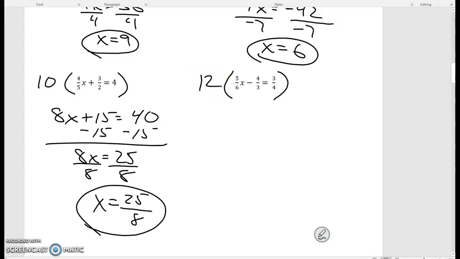12 divided by 6 is 2. 2 times 5 is 10. 12 divided by 3 is 4. 4 times 4 is 16. 12 divided by 4 is 3. 3 times 3 is 9.